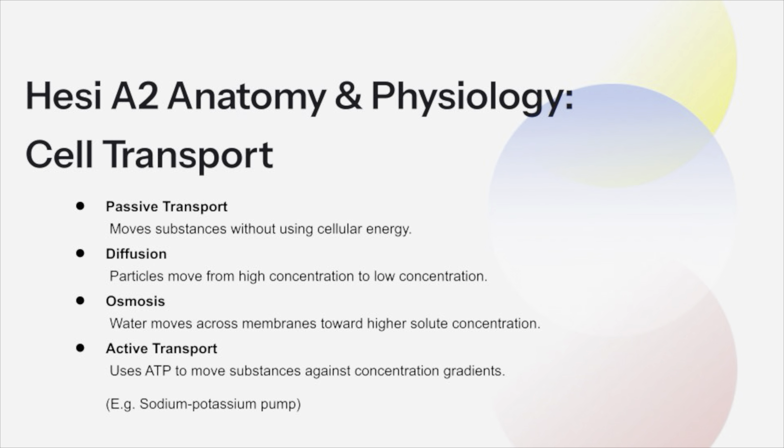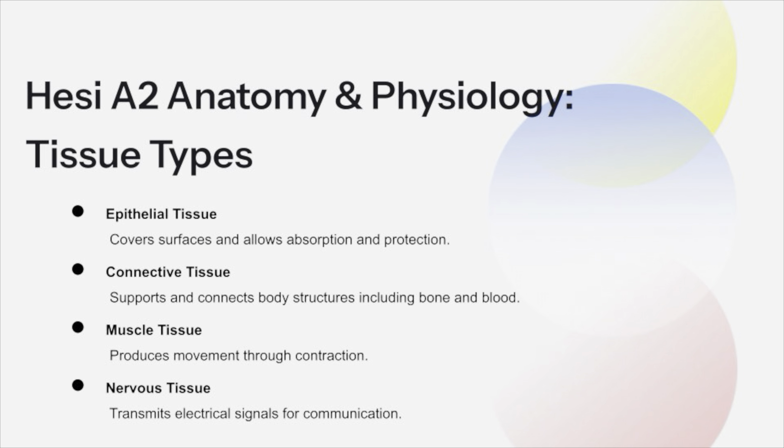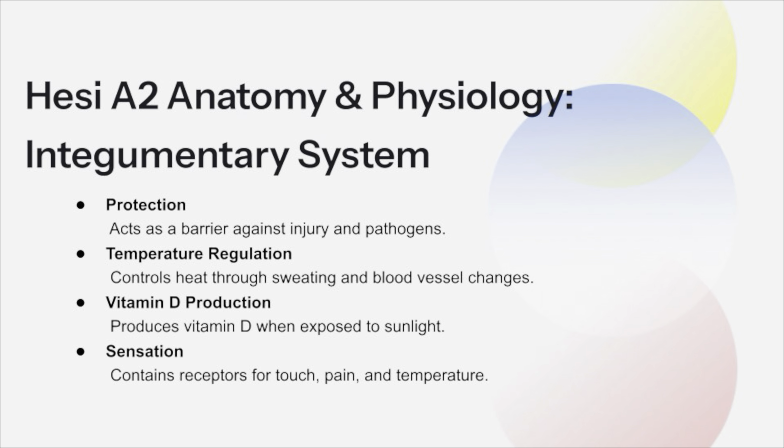Active transport requires ATP and moves substances against the concentration gradient. A common example is the sodium-potassium pump. Now let's look at tissues and the integumentary system. There are four main tissue types that you need to know: epithelial tissue, which provides protection and absorption; connective tissue, which supports the body and includes bone, blood, and fat; muscle tissue, which produces movement; and nervous tissue, which controls communication. Now let's talk about the skin, or the integumentary system.